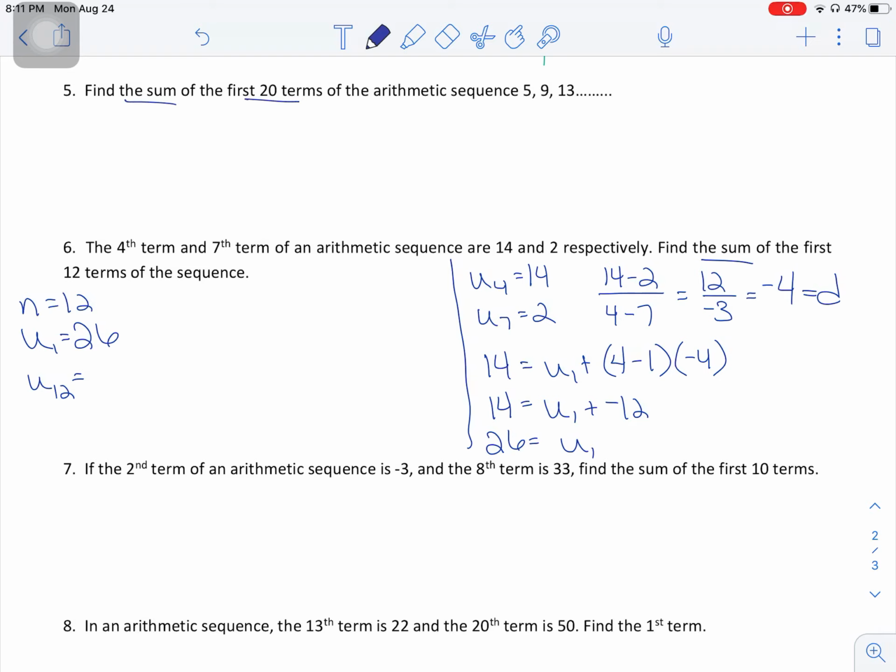Sum of the first 20 terms, so n is going to equal 20, u sub 1 is equal to, well, my first term is 5, and u sub 20 is, I don't know. So I've got to find that.